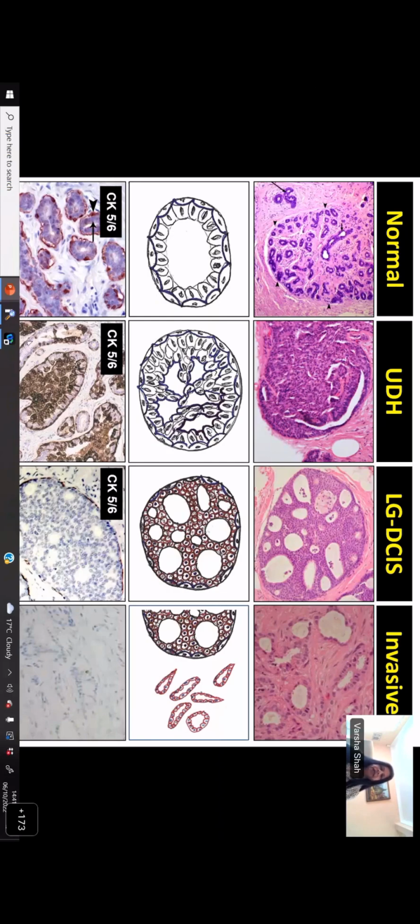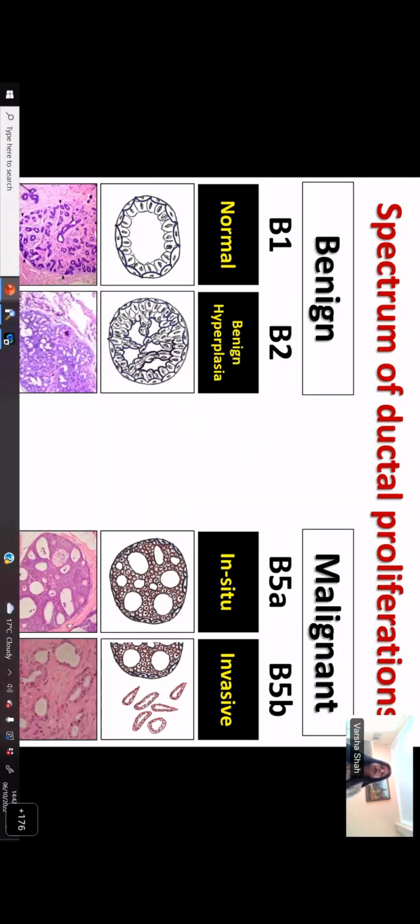So just to highlight this, with CK5-6 in normal, you have presence of the outer myoepithelial layer. In usual ductal hyperplasia, there is inner epithelial layer proliferation and preservation of the myoepithelial layer. In DCIS, the inner epithelial proliferation is CK5-6 negative, it is neoplastic, while the outer myoepithelial layer stays CK5-6 positive and is preserved. And in invasive cancer, we are not seeing any myoepithelial cells. So this is the spectrum of ductal proliferation. So we have benign here and malignant here. I'll come to this B category a little later, which we use in the UK.